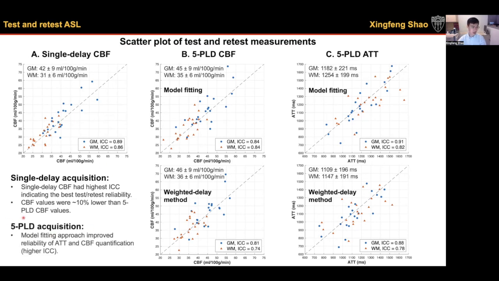For the 5PLD acquisition, the model fitting approach improves the reliability of the ATT and the CBF quantification, indicated by higher ICC. You can see the model fitting results compared to the weighted delay approach.